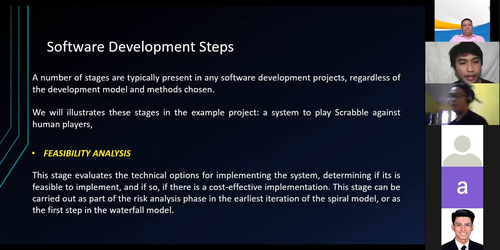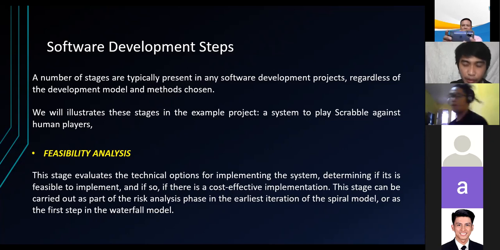So first, we have here the feasibility analysis. So this stage evaluates the technical options for implementing the system, determining if it is feasible to implement, and if so, if there is a cost-effective implementation. So this stage can be carried out as part of the risk analysis phase in the earliest iteration of the spiral model or the first step in the waterfall model. So background research may be needed to investigate similar systems that already exist and what services are available to carry out parts of the required functionality. So trial implementation, prototyping could also be carried out, or mathematical estimation.